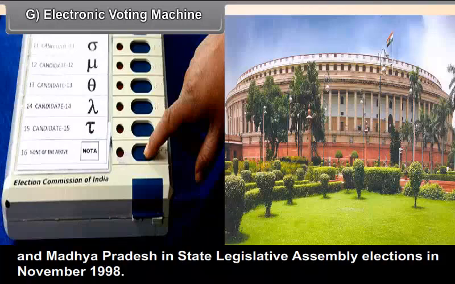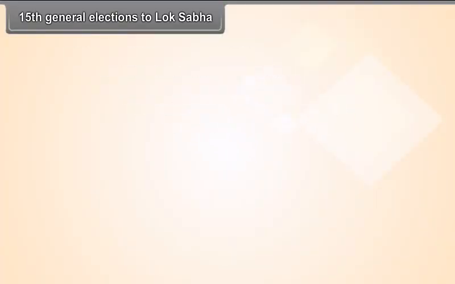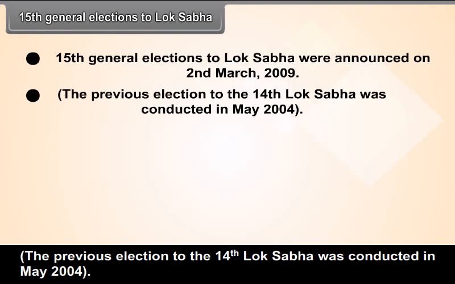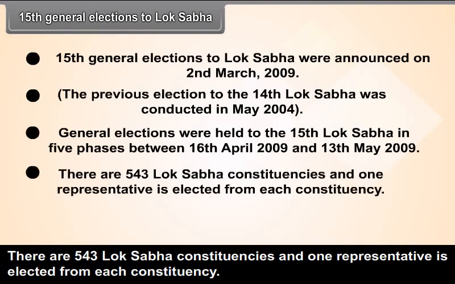G. Electronic voting machine. Voters in India used to vote through the ballot paper by applying a stamp on the ballot paper containing the names of the candidates. Since 2004, Lok Sabha elections are conducted on electronic voting machines, EVMs. They were first used in 16 assembly constituencies from Delhi, Rajasthan and Madhya Pradesh in state legislative assembly elections in November 1998. The voter has to press the button in front of the name of the candidate. Later, on the counting day, votes on all the EVMs in a constituency are counted.